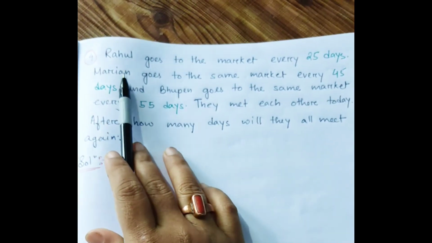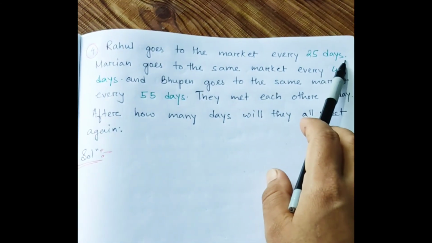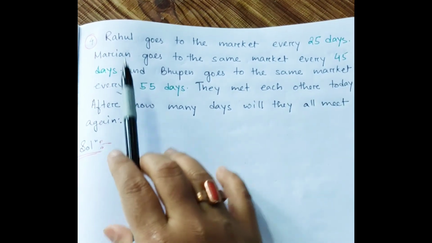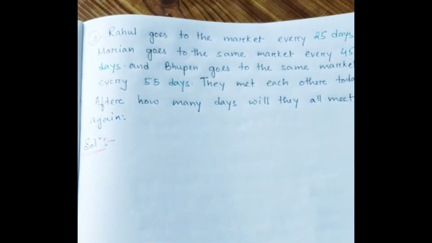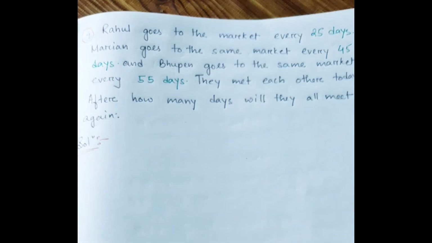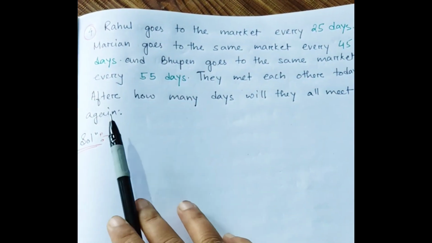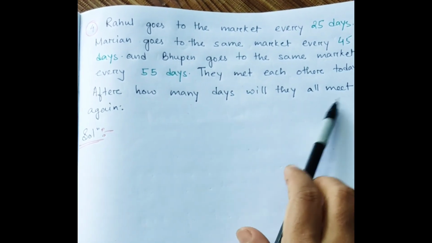Your next question is, Rahul goes to the market every 25 days, Marian goes to the same market every 45 days and Bhupen goes to the same market every 55 days. They meet each other today. After how many days will they all meet again?